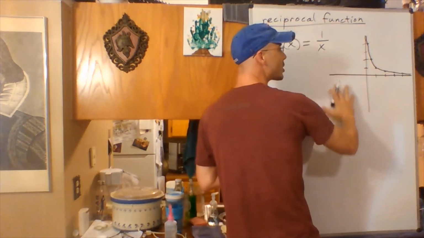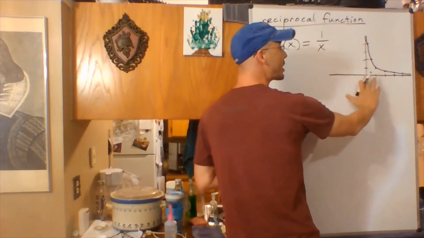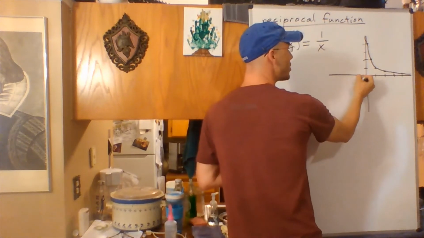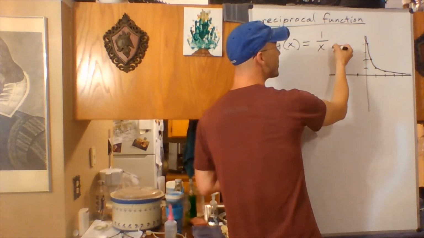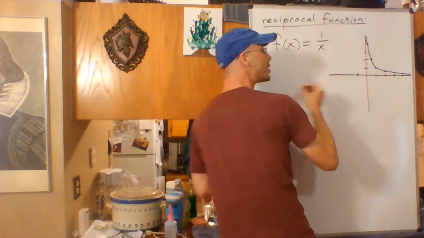Now, let's do a little bit more on this side. Remember, I can't do 0, but if I use -1, the reciprocal of -1, 1 over -1, is -1.